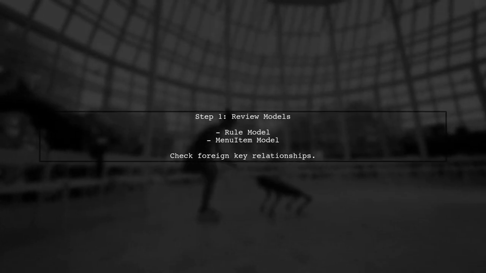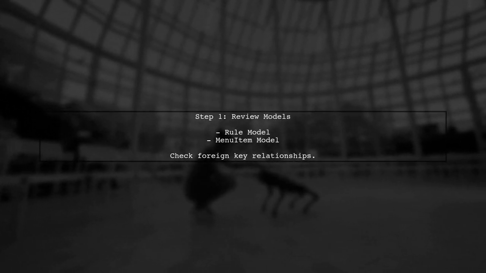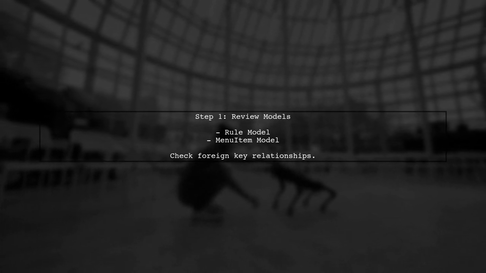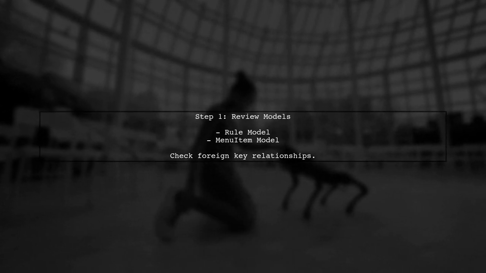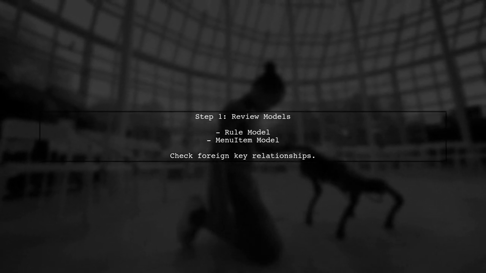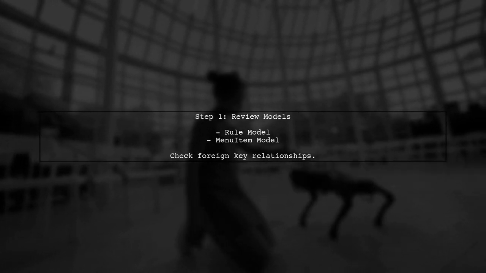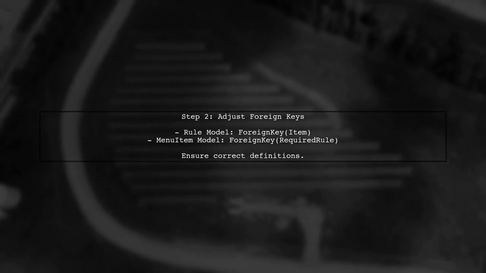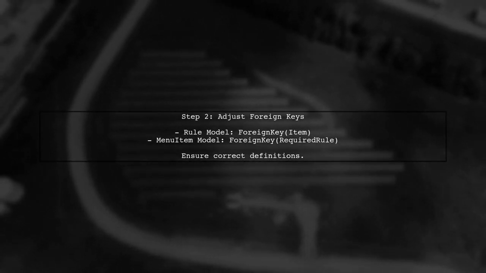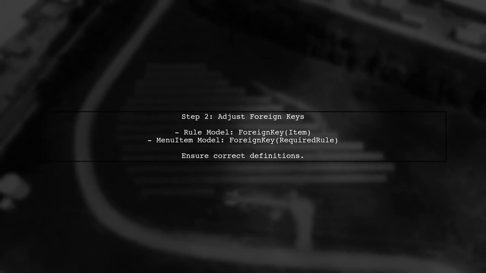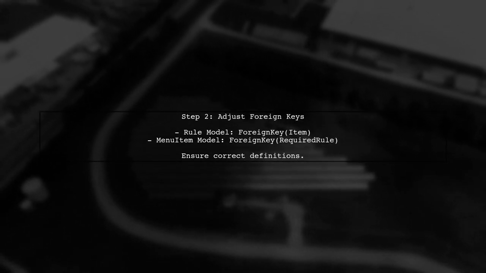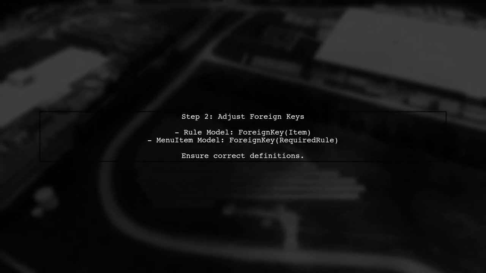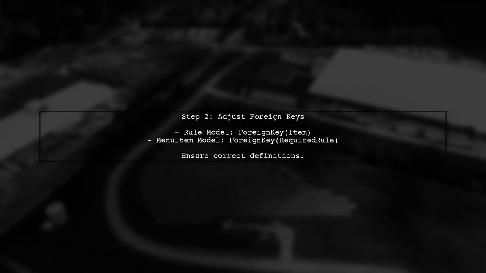To address the issue of circular references in your models, we need to adjust the foreign key relationships. Let's start by reviewing your models, Rule and Menu Item. In the Rule model, you have a foreign key referencing Menu Item. In the Menu Item model, you have a foreign key referencing Rule. This creates a circular reference. To fix this, we need to ensure that the foreign key properties are correctly defined.